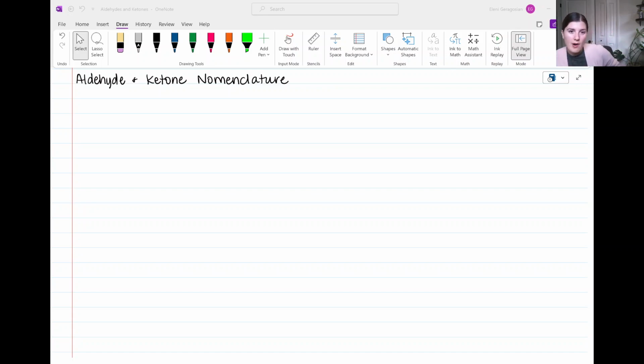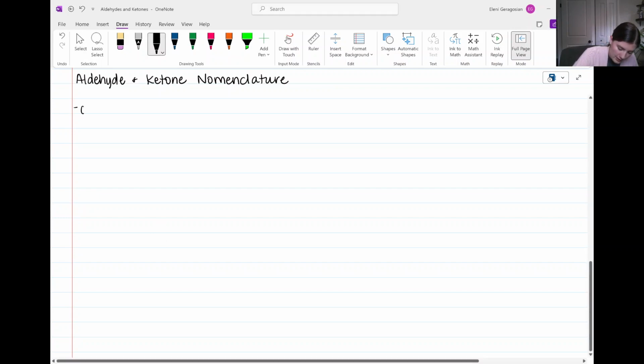Now let's talk about how we name aldehydes and ketones, how we can communicate the structure of aldehydes and ketones by the name that we put together for them. So we've talked a little bit about acyl groups before. There are a few common acyl groups.